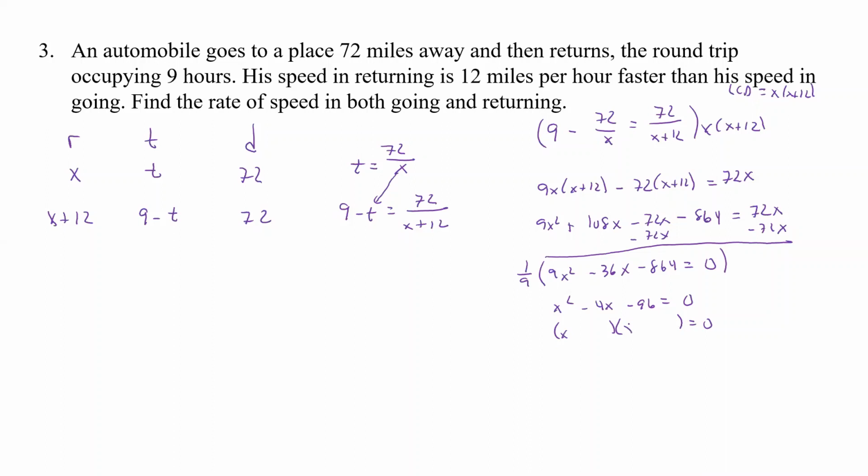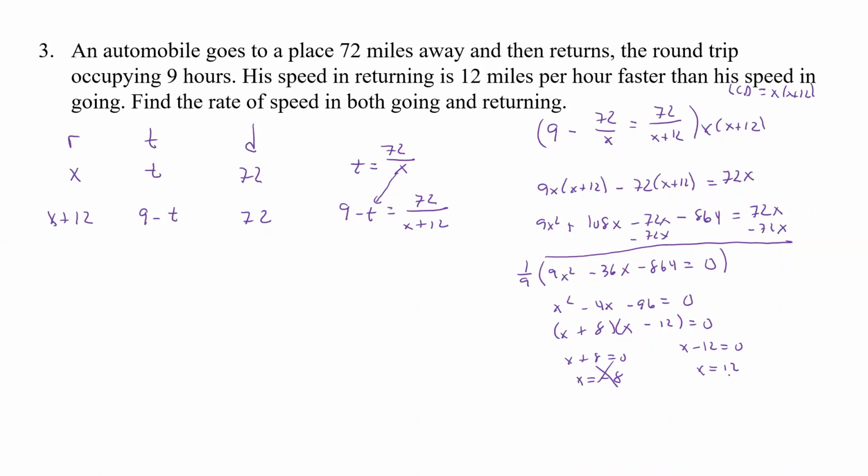And so I'll have x and I'll have x. And factors of 96. Let's see, we can break that down. Let's see, 3 doesn't, 4, 8, 12, 8 and 12, yeah, that's it. 8 and 12. I want a minus 12, a plus 8. So that gives me x plus 8 equals 0 and x minus 12 equals 0, which says x is equal to 12 or x is equal to a negative 8. Well, speed, we're not going to have negative, so that one's out.